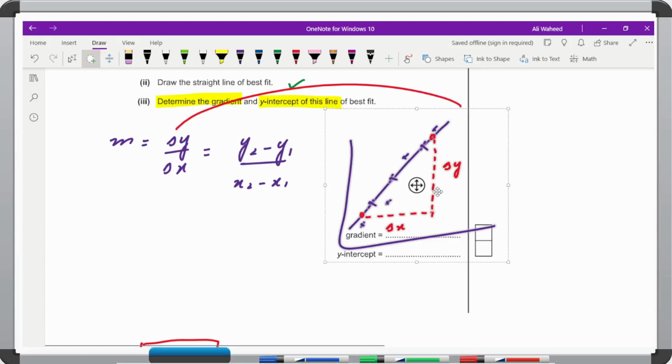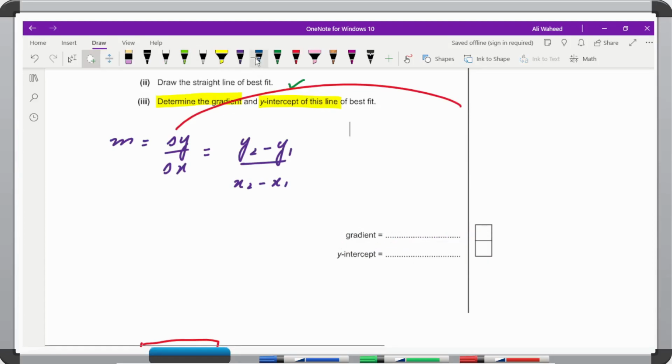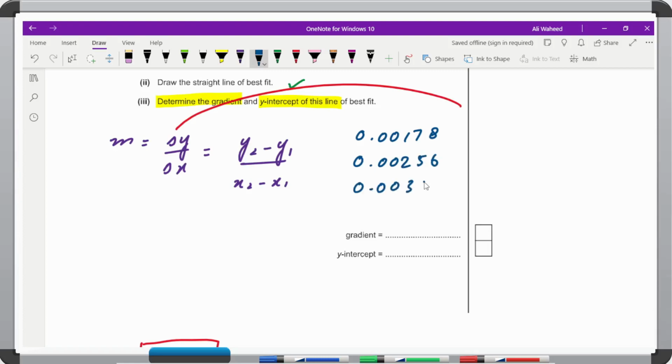And the other thing is, if the values on one of the x's are too small, for example, all the values are 0.00178, then the next one is 0.00256, then the next one is 0.00347, then the next one is 0.00412. What do you do in that case? Well, you can plot only these values.